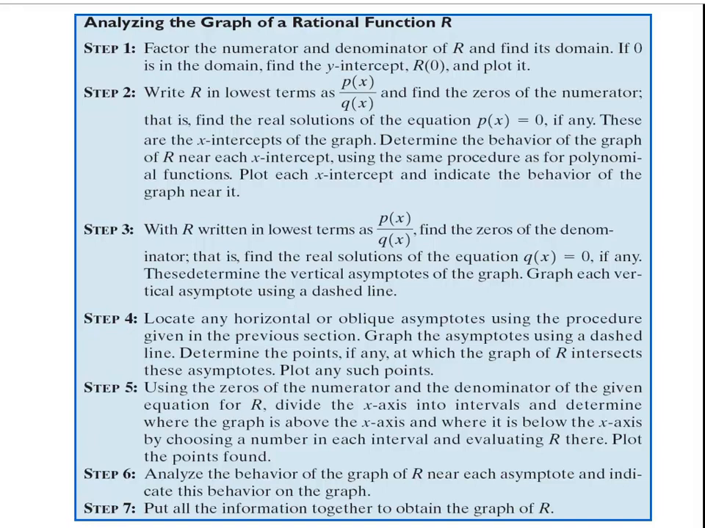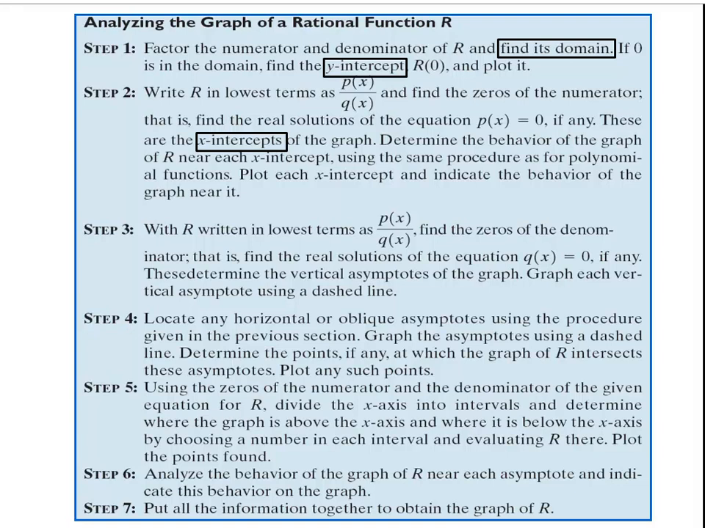Step 1 basically says find the domain. So factor the numerator and denominator because remember the division by 0 in the denominator we don't want in the domain. And then step 1 continues to say go ahead and find the y-intercept and plot it. Well, step 2 says write the fraction in lowest terms and use the numerator to find the x-intercepts. So basically we're going to find the x-intercepts of the graph from the numerator of the fraction.